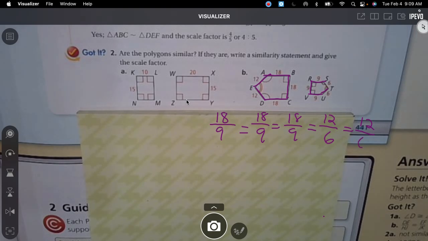So is this going to all be the same scale? Yeah, what does that divide to? 2 to 1. Does everyone understand that? It's 2 to 1.